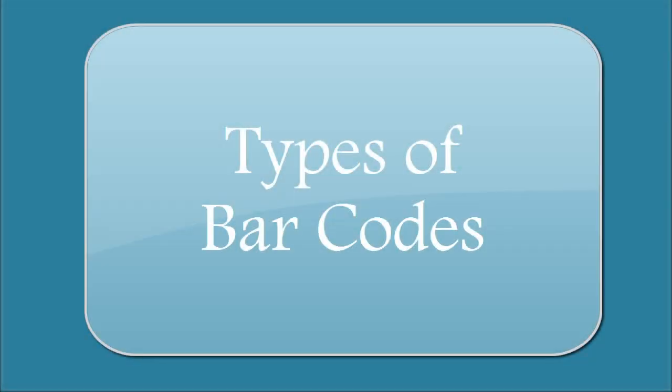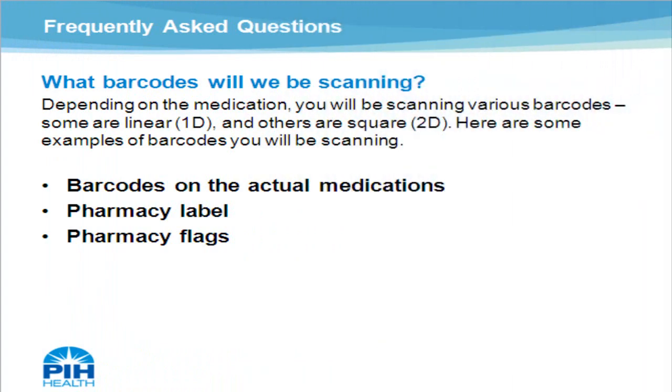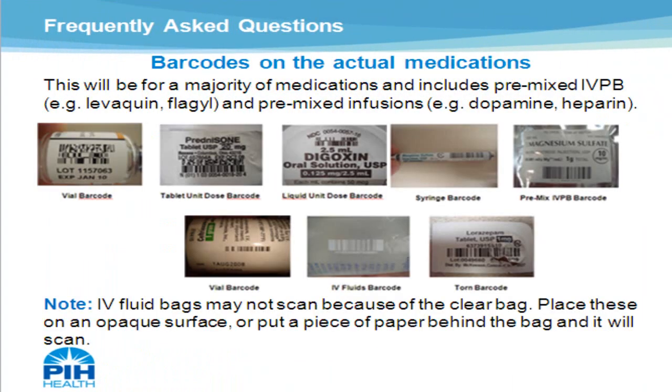Depending on the medication, you'll be scanning various barcodes. Some will be linear and others will be 2D. These will be actual medications, pharmacy labels, or pharmacy flags. Here are some examples of barcodes on the actual meds. It's important that our IV bags may not scan, so you're going to want to place it in front of an opaque surface. It should be easier to scan.